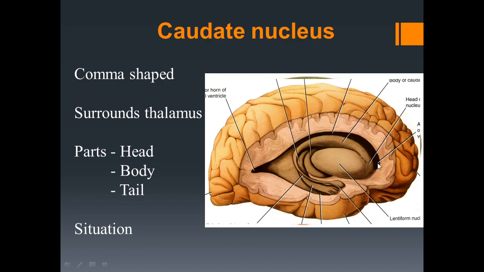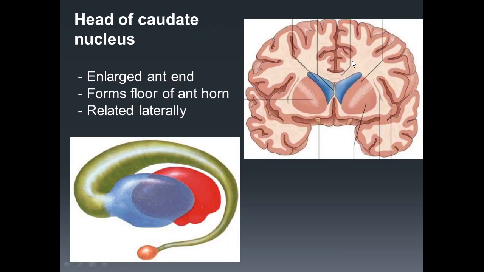Now here in this picture you can see the lateral ventricle has different parts. Anteriorly it has the anterior horn, then this is the body, this is the posterior horn and this is the inferior horn. So the head of the caudate nucleus lies in the floor of the anterior horn of the lateral ventricle. Now in the coronal section you can see this is the lateral ventricle and this is the head of the caudate nucleus, which is situated in the floor of the anterior horn of the lateral ventricle.